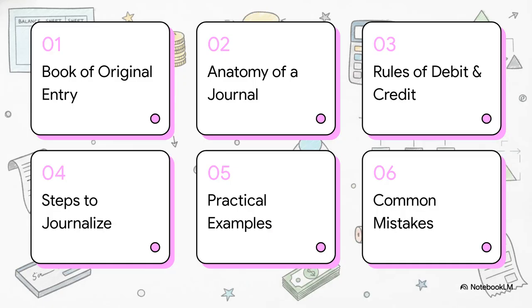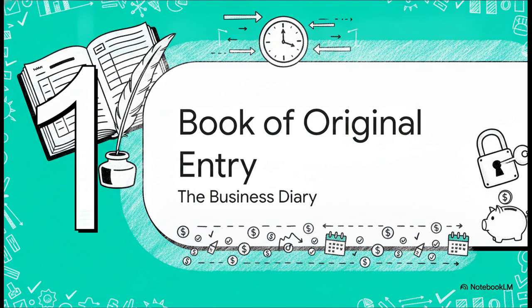All right, so here is our roadmap for today's explainer. We'll start with the book of original entry and the anatomy of a journal. Then we'll dive right into the rules of debit and credit, apply those rules using our steps to journalize with some practical examples. And finally, we'll look at some common mistakes to avoid. Trust me, if you get this foundation down properly, everything that comes after it is going to be so much easier. Section 1. The book of original entry, the business diary.